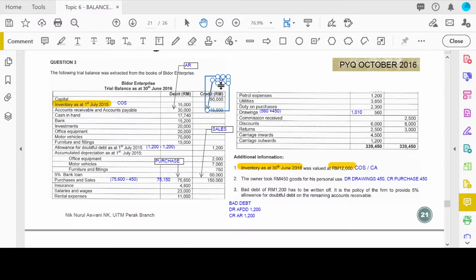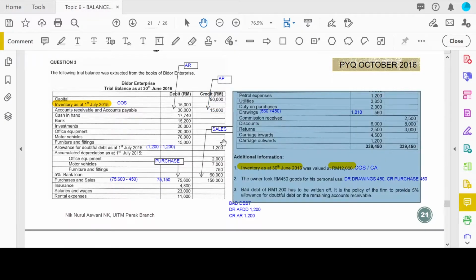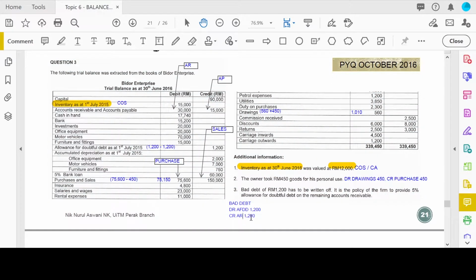So let me adjust this one first. For this adjusting entry to credit account receivable, I'm going to take that 30,000 ringgit minus bad debt of 1,200. So that's it for the adjusting entry for bad debt. Then we need to continue.